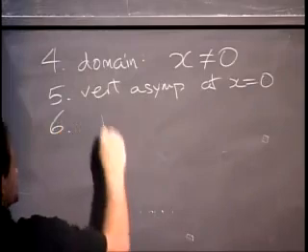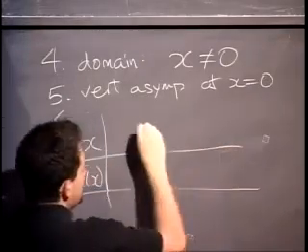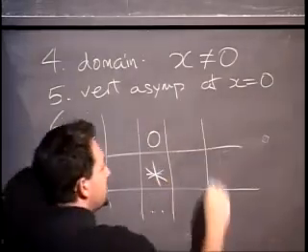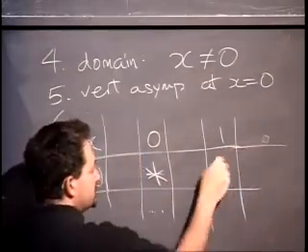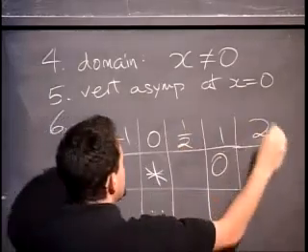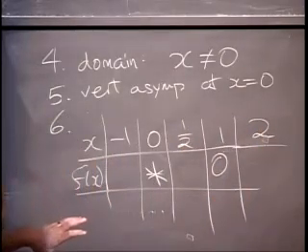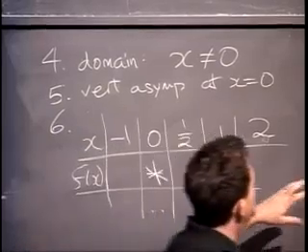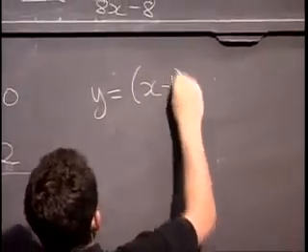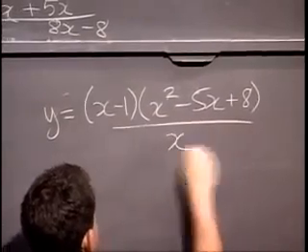So let's draw up a table of signs for the function. X, f of x. What do we know? We know x equals 0 is bad, because f is not defined there. And we know 1 is the only x-intercept. So let's test minus 1, a half, and 2. We're going to plug that into the original function. Okay, actually, the simplest way to do it is to rewrite the original function. I'll just do this here. We can rewrite it as x minus 1, x squared minus 5x plus 8, over x.